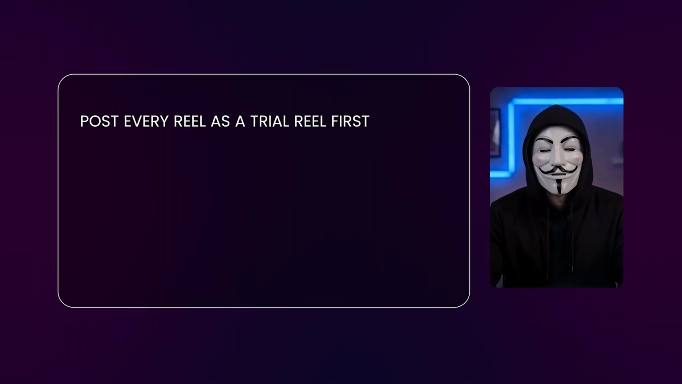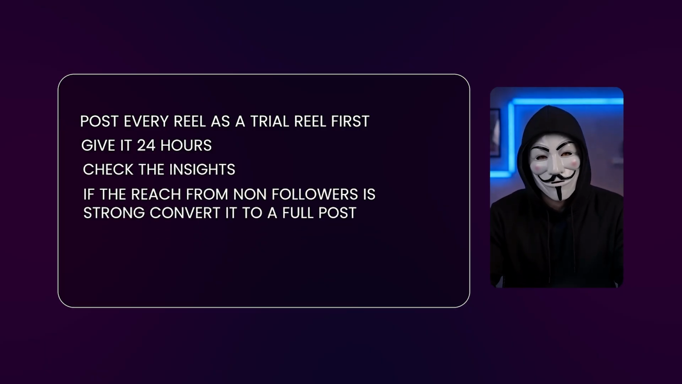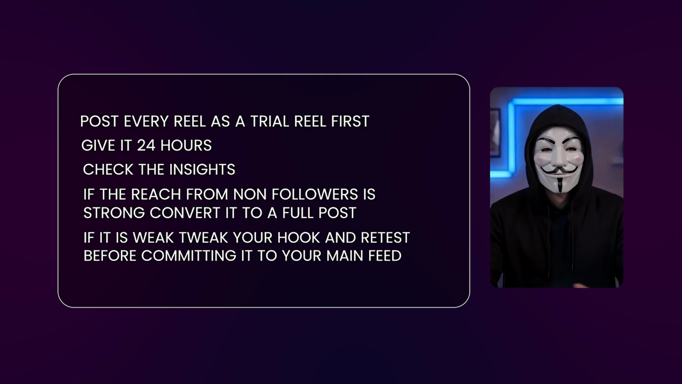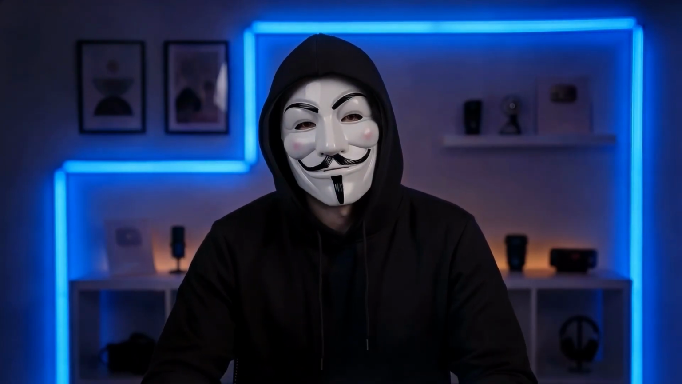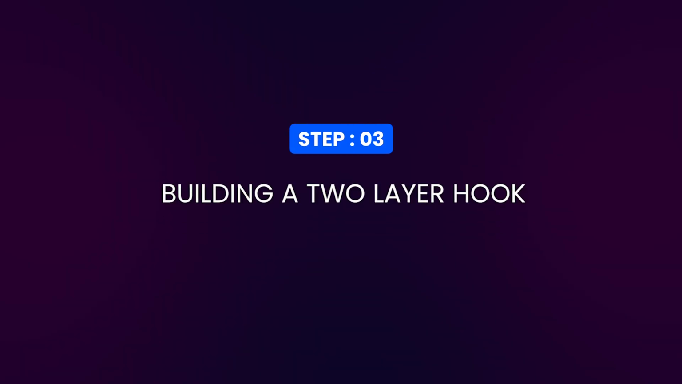Here's the system. Post every reel as a trial reel first. Give it 20 hours. Check the insights. If the reach from non-followers is strong, convert it to a full post. If it is weak, tweak your hook and retest before committing it to your main feed. The common mistake here is posting straight to the main feed without testing. Every reel you post without testing is a missed opportunity to learn what actually works for your specific audience before it counts. Step 3 is building a 2-layer hook.